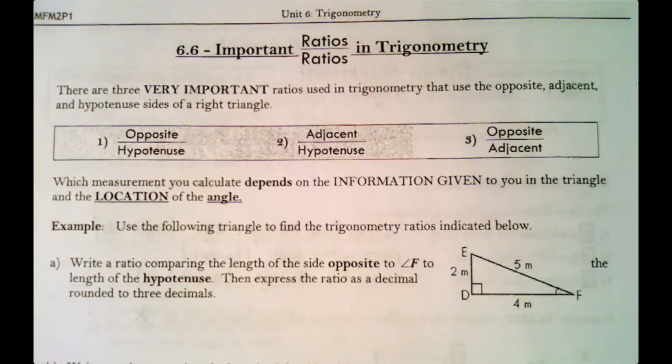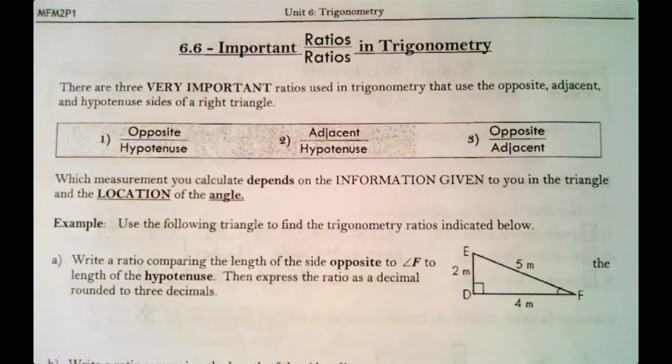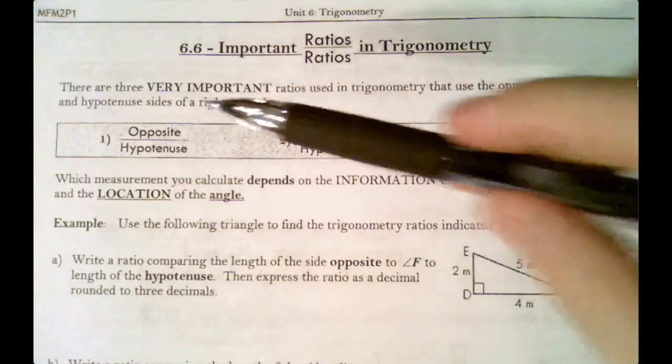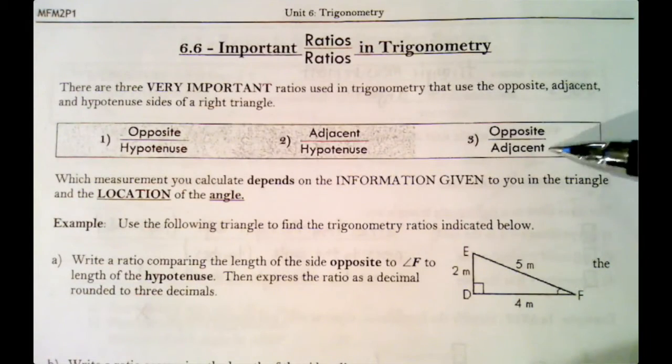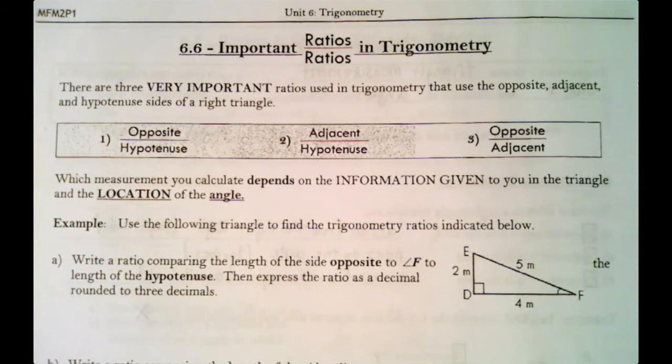So there's three very important ratios in right-angle triangle trigonometry: the opposite over the hypotenuse, the adjacent over the hypotenuse, and the opposite over the adjacent. Now, why are these important? Well, these are important because when we do solving for sides and angles, we need to use these ratios. There's a really easy way to remember these, and you'll get to see that in the next lesson. But for now, we're just going to label sides, and we're going to write the ratios.